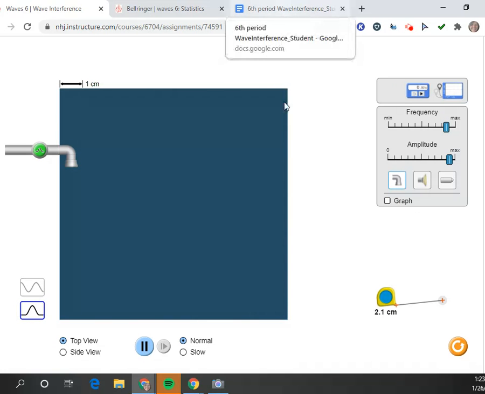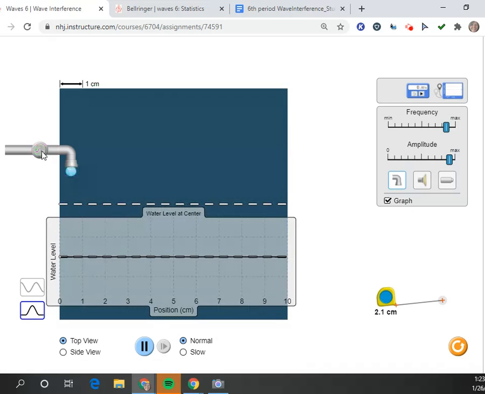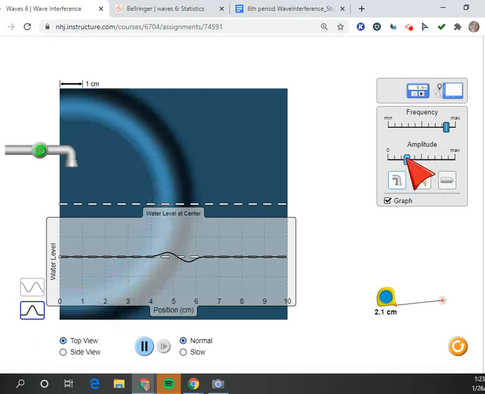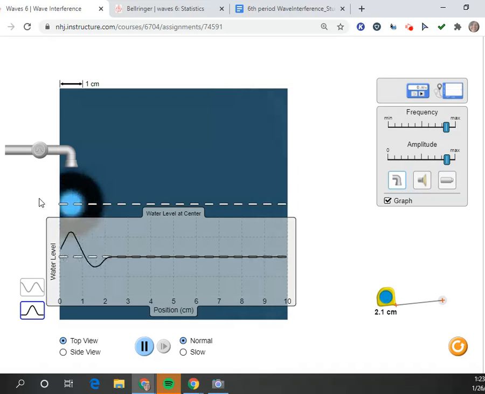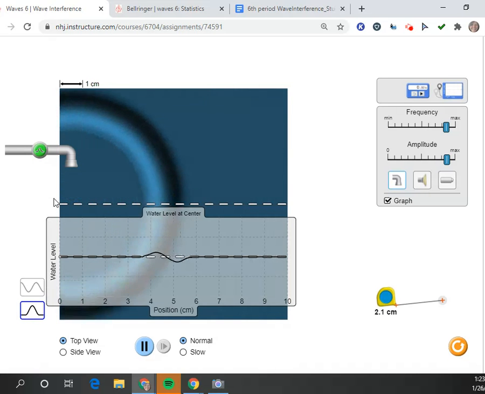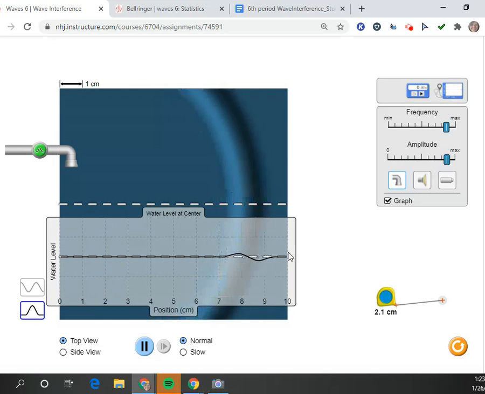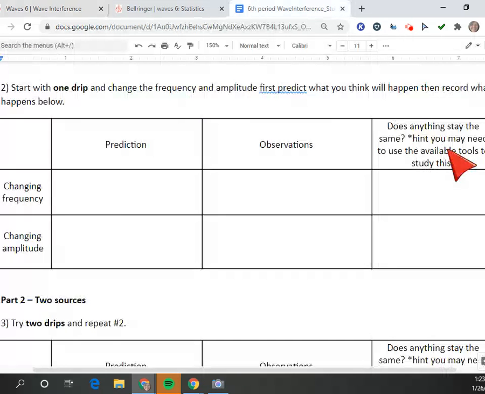All right. Let's look at that graph real quick. Notice the crest and the trough moving. Let's look at that amplitude again with the low amplitude. So low amplitude, this is what we look like. High amplitude. So we can see that wave much better with the high amplitude. All right.